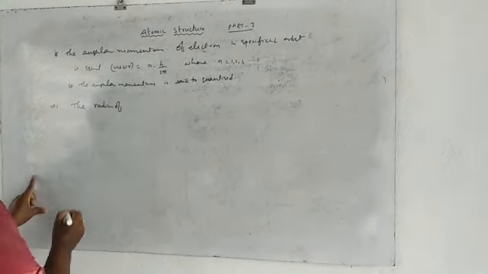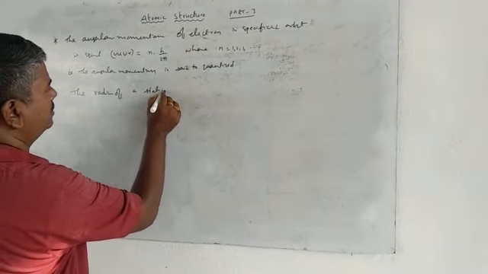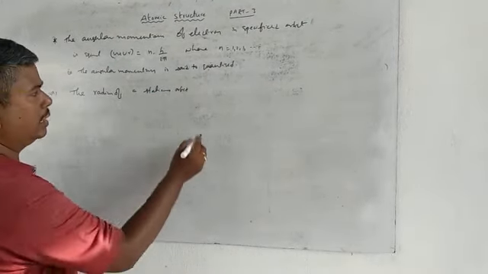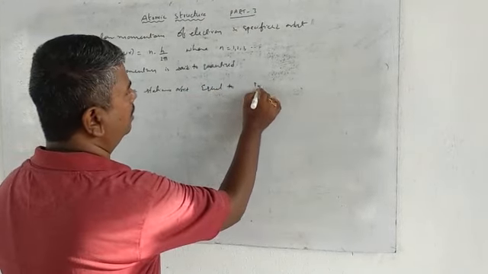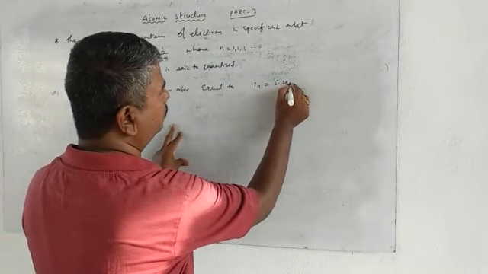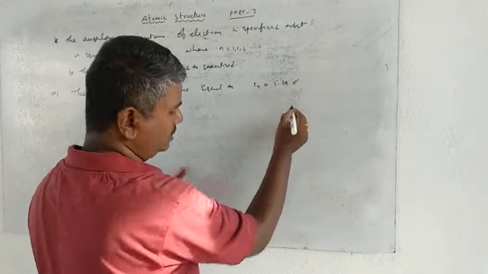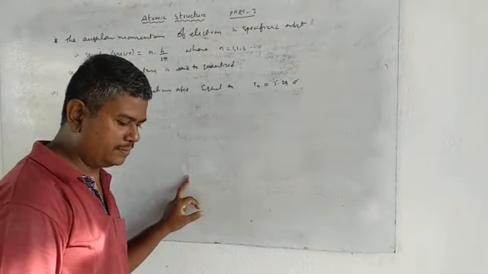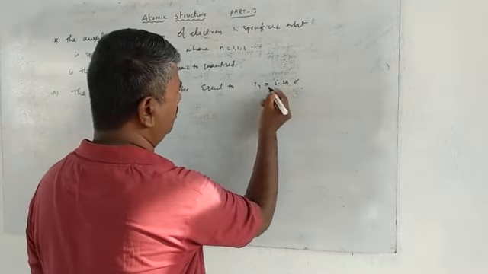So the radius of a stationary orbit, Rn equal to 5.29 into n square. That means here it is considered as A0, whatever it may be, no problem at all.